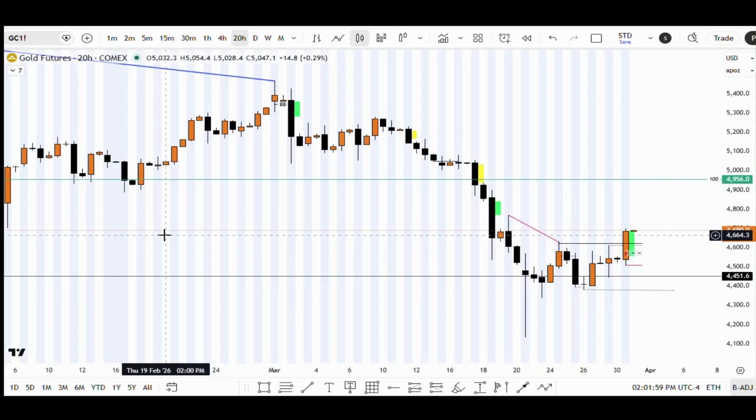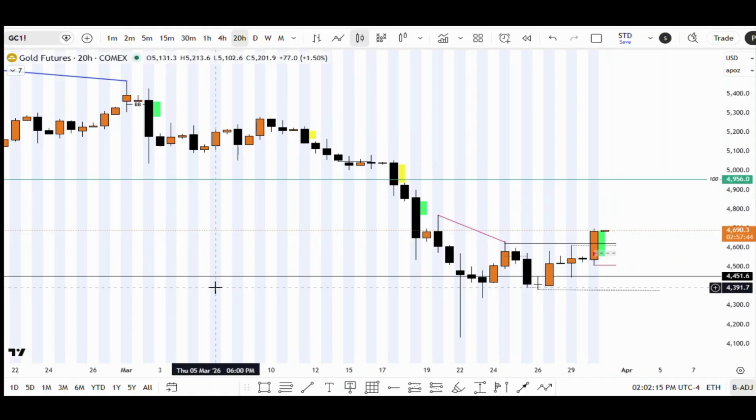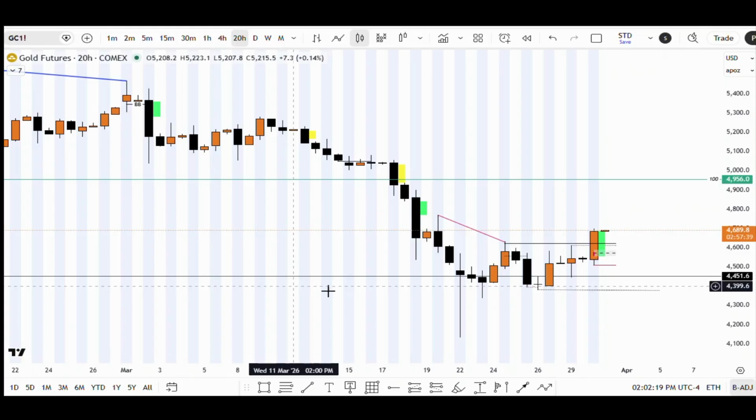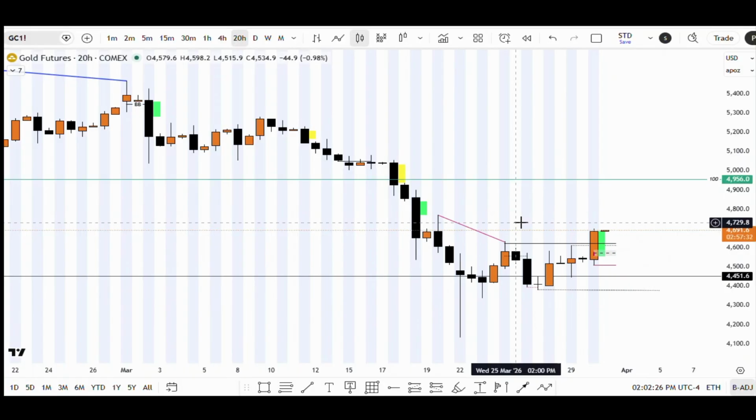So I started talking about gold, although I do spend a lot of time on my channel talking about ES and NQ. But let's, for now, focus on gold. So in the last video, you'll have to watch that video, I was talking about this specific price structure here. And I mentioned that there's a potential possibility for a two-step.